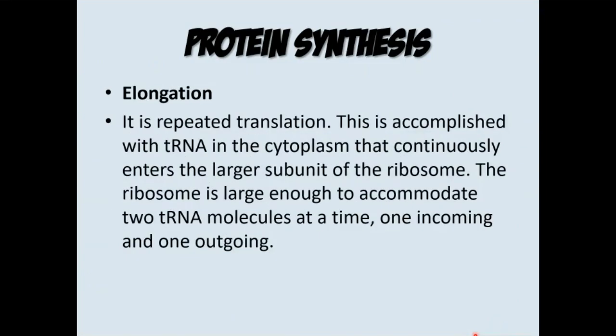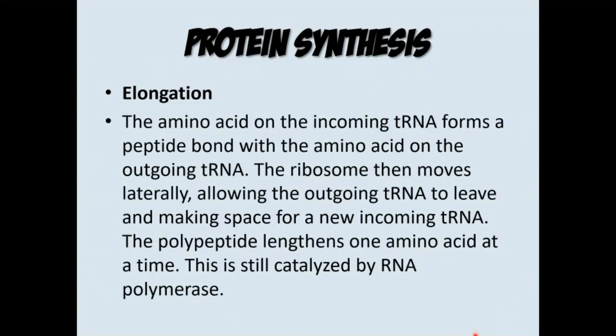Note that the mRNA codons determine the type of amino acid brought into the ribosome by the tRNA. Then elongation is the repeated translation. This is accomplished with tRNA in the cytoplasm that continuously enters the larger subunit of the ribosome. The ribosome is large enough to accommodate 2 tRNA molecules at a time, one incoming and one outgoing. And then the amino acid on the incoming tRNA forms a peptide bond with the amino acid on the outgoing tRNA. The ribosome then moves laterally, allowing the outgoing tRNA to leave and making space for a new incoming tRNA. The polypeptide lengthens one amino acid at a time. This is still catalyzed by RNA polymerase.